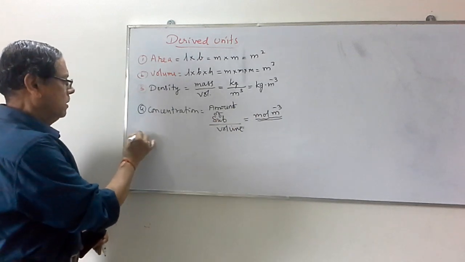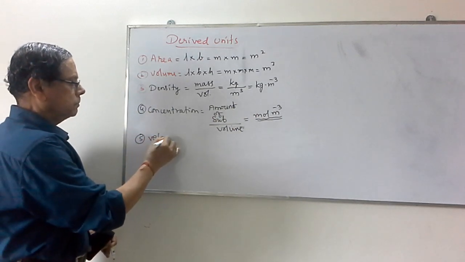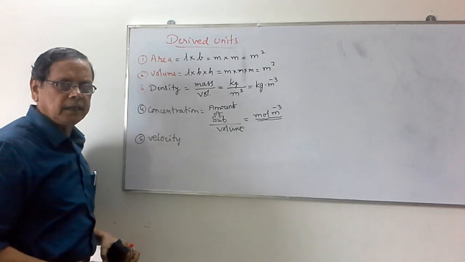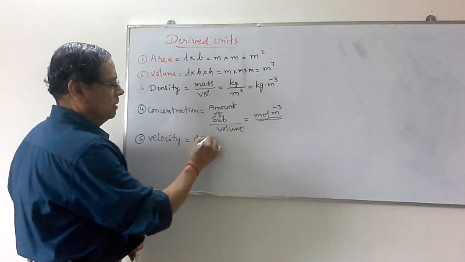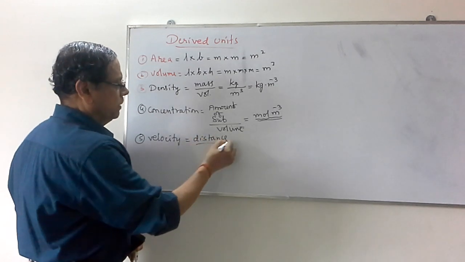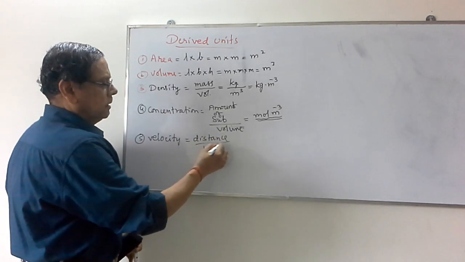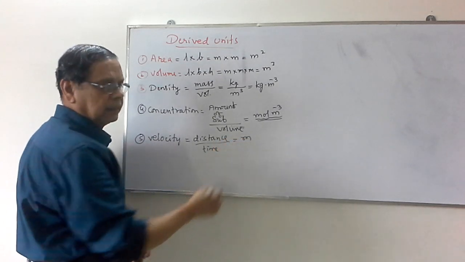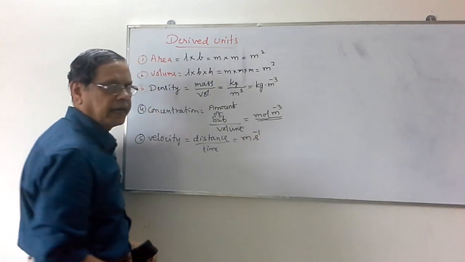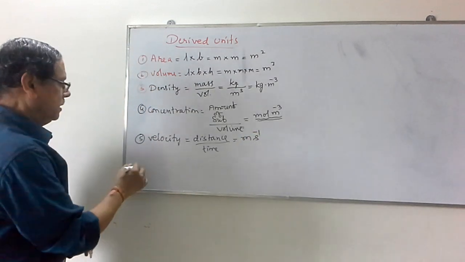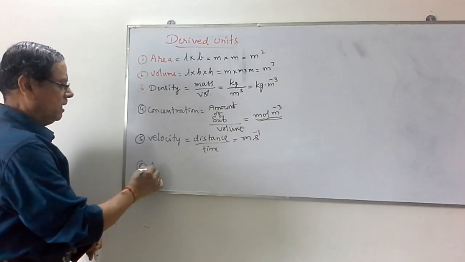The fifth one is velocity. Velocity is expressed in terms of distance traveled divided by time taken. Distance is measured in terms of meter. Time is measured in terms of second, that's why it is meter per second. Then the next one is acceleration.